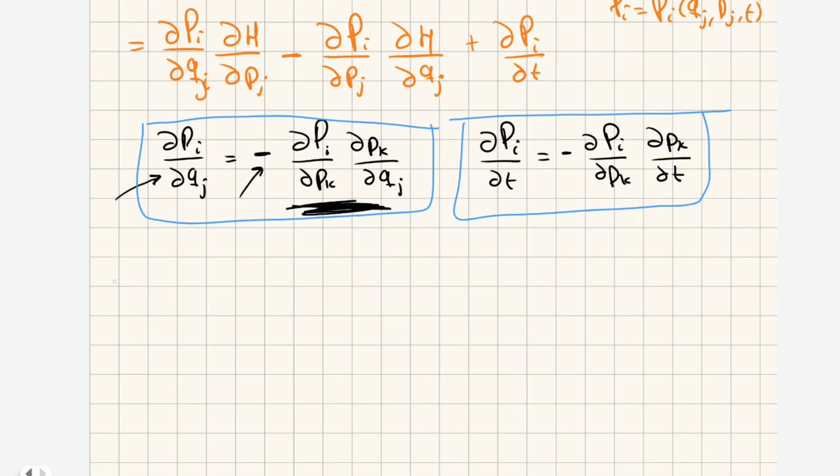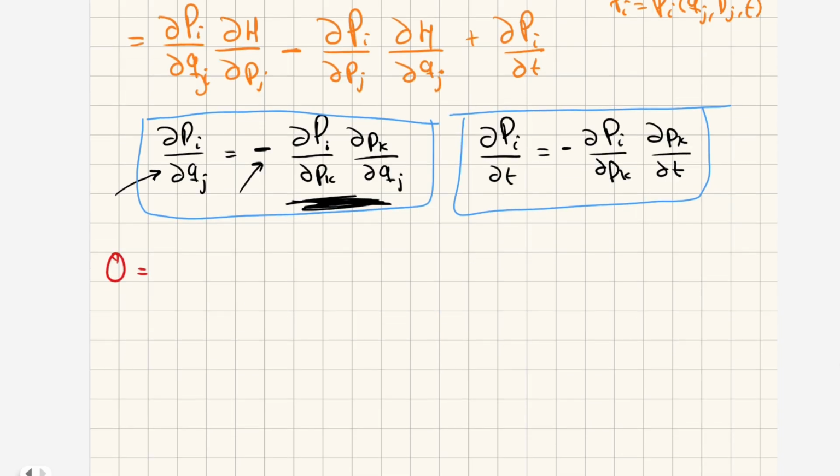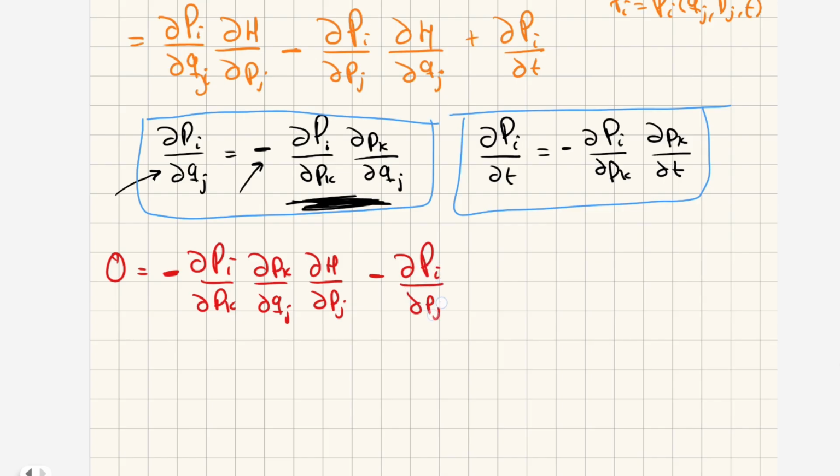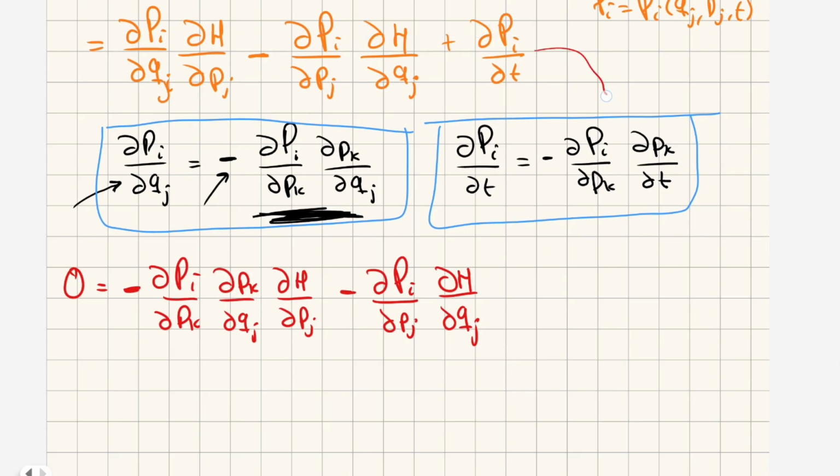Okay, so if we substitute, we are going to get that 0 is equal to, let's say, minus the partial of Pi with respect to pk, the derivative of pk with respect to qj, and the partial of H with respect to pj. And then this element is going to stay the same, so it will be minus the partial of capital Pi with respect to little pj, the partial of H with respect to qj, and here we are going to substitute this to get minus the partial of Pi with respect to pk, the partial of pk with respect to time.